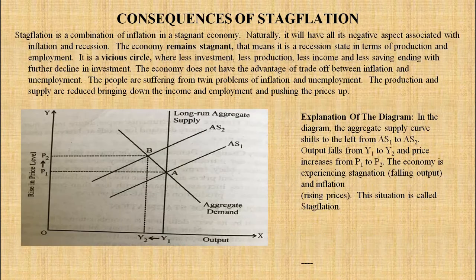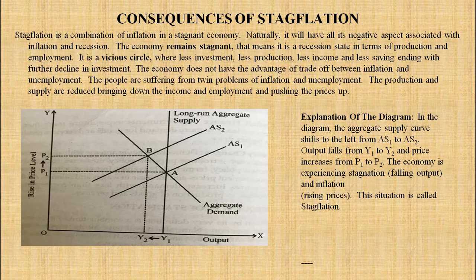Next point, consequences of stagflation. What is happening when there is an existence of inflation and there is an existence of unemployment? Stagflation is a combination of inflation in a stagnant economy. Naturally, it will have all its negative aspects associated with inflation and recession. The economy remains stagnant. That means it is a recession in terms of production and employment.